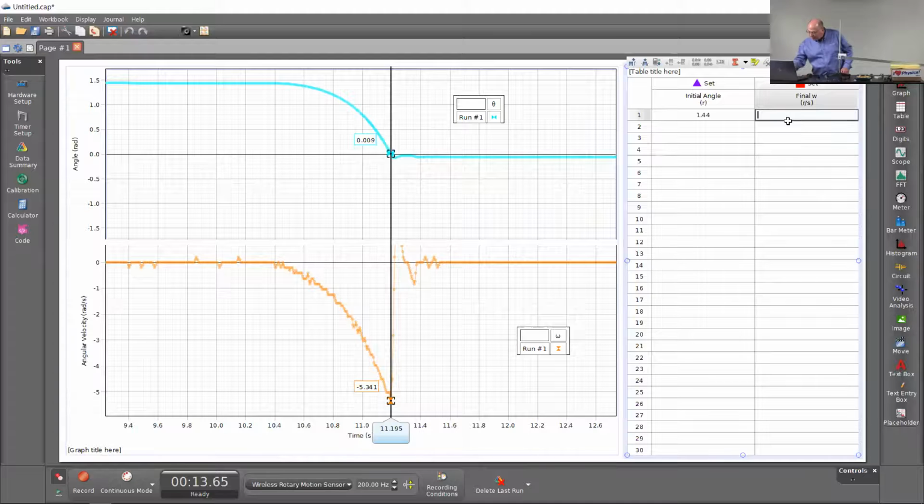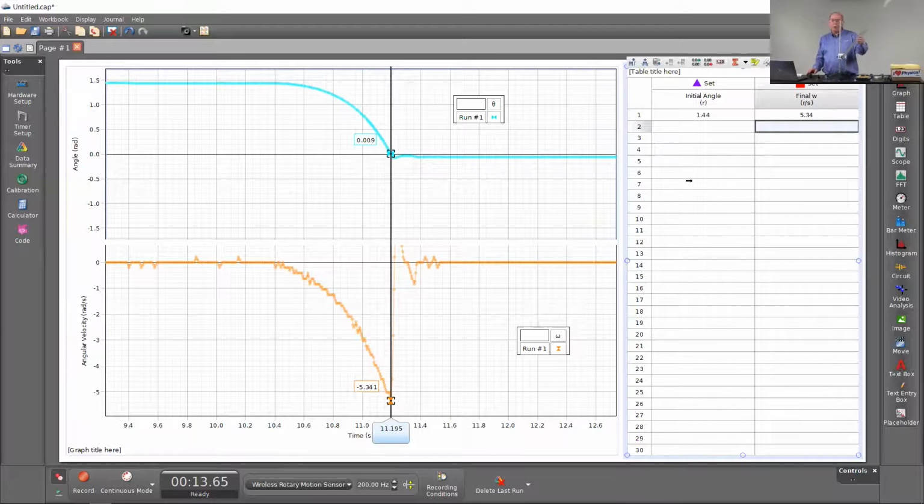5.34. It is negative because of the way I have, I could change it. So default is clockwise. But when it goes clockwise, that's negative by default. So you can have it rotating the other way, or students can change the sign of the graph pretty easily. But it doesn't matter. It's angular speed is what we want.